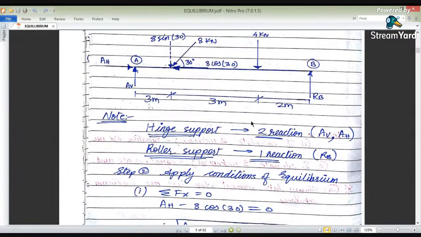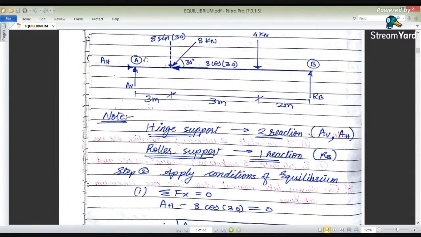The summation of all moments about any point is equal to 0. While taking the moments, one thing is to be taken care of. We have to take the moment at a point where the maximum number of forces will be 0. We can take the moment about A, or we can take the moment about B. But we will take the moment about A. Why? Because here the maximum number of forces will be zero, and the forces are more as compared to B. Here there are two forces acting, but at B only one force is acting. Therefore we'll take the moment at A.